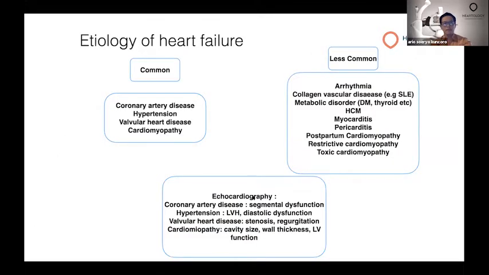As I was speaking about the etiology of heart failure, there are many etiologies. The most common is coronary artery disease, as you're well aware. Then the others are hypertension or hypertensive heart disease, valvular heart disease, and also cardiomyopathy. Less common, but worth mentioning, are arrhythmias, which other speakers will probably talk about more, and collagen vascular disease like SLE, metabolic disorders like diabetes mellitus and thyroid heart disease, and also myocarditis, pericarditis, and any form of inflammatory disease of the myocardium. Other specific causes include postpartum cardiomyopathy, a more specific form of cardiomyopathy which occurs only after pregnancy.